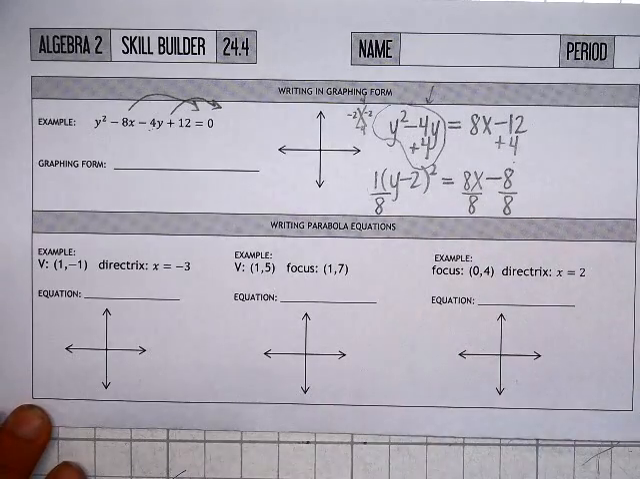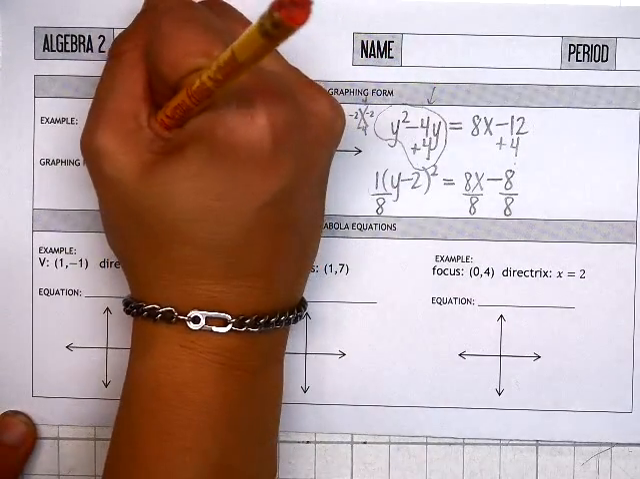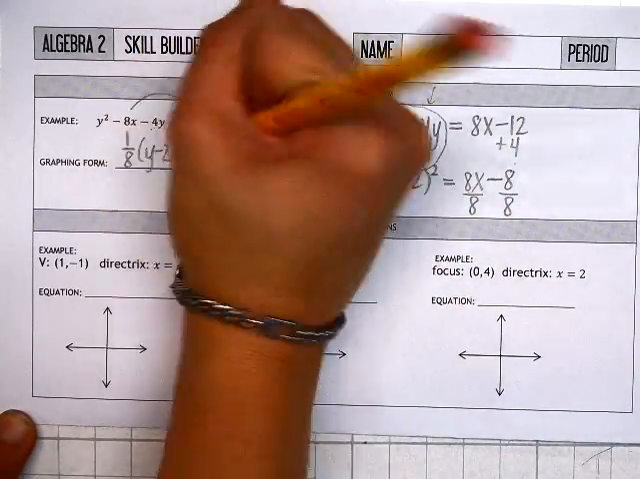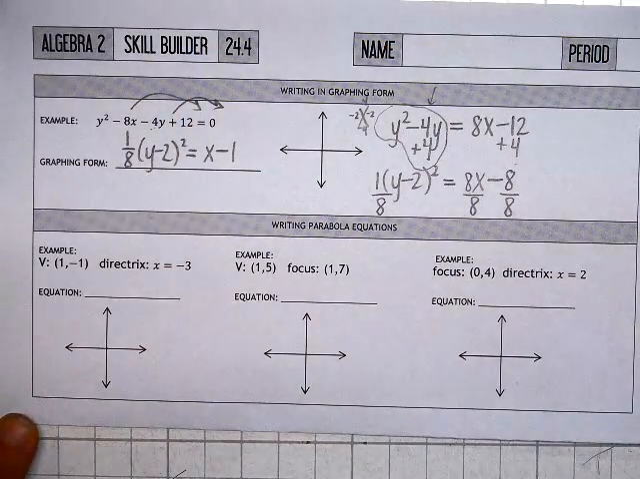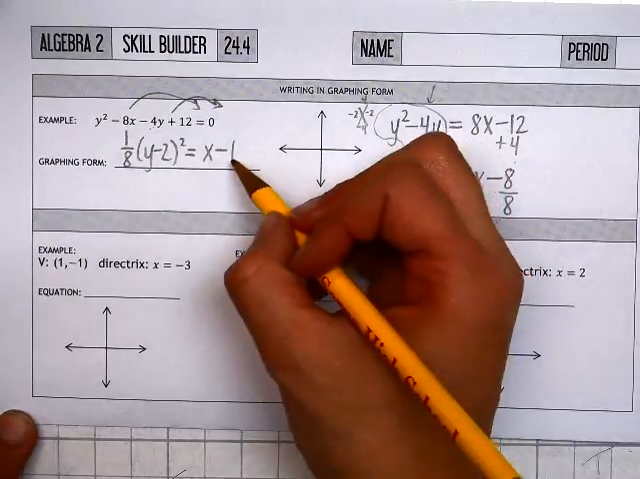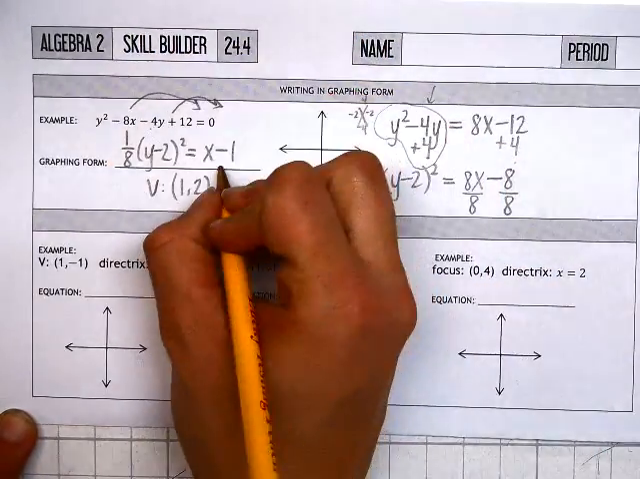Now that our equation is generally simplified, let's write it out in order. Our graphing form would be 1 over 8, y minus 2 squared, equals, and those terms divided would give us x minus 1. Based on just a few pertinent pieces of information, we know that the vertex of this thing would be 1, 2, x, y.